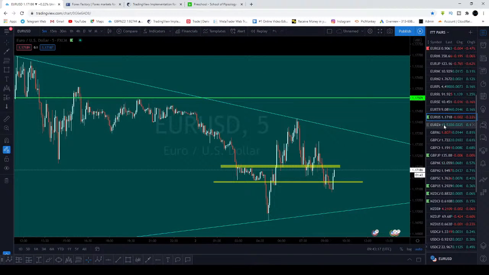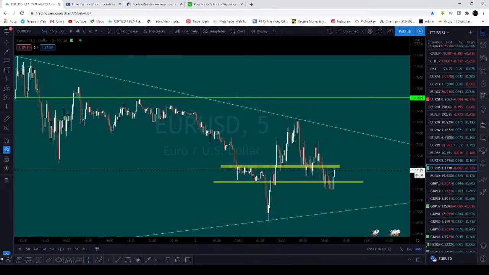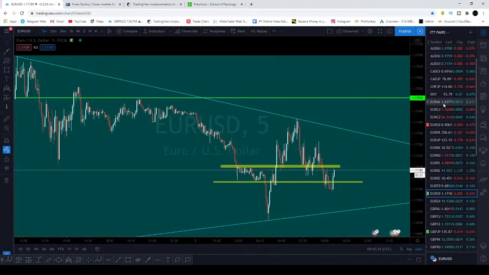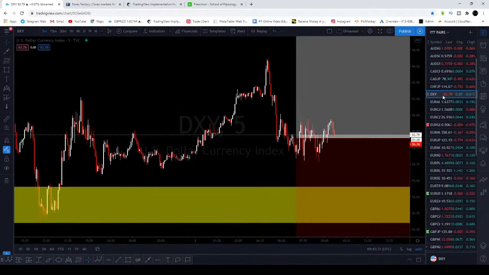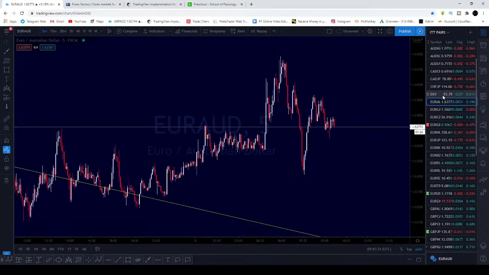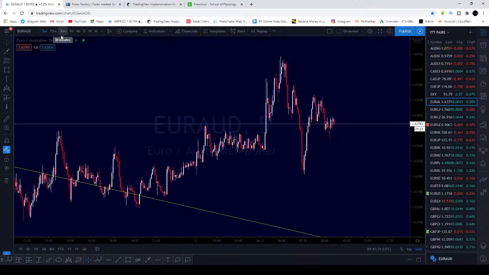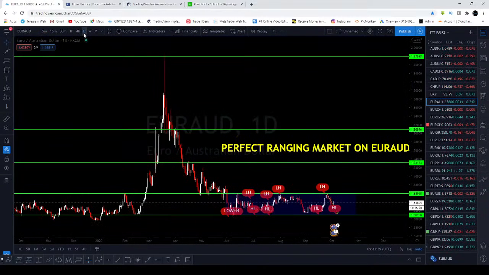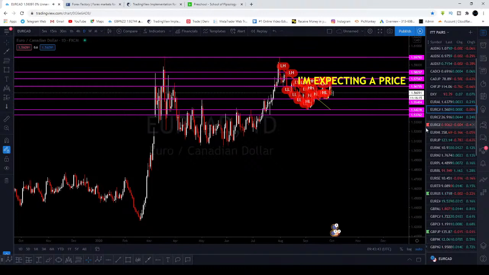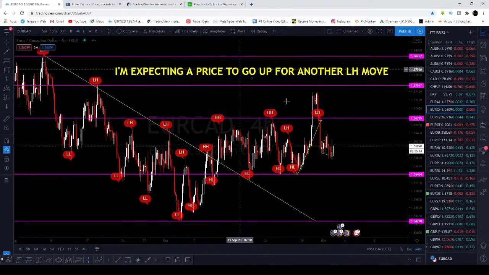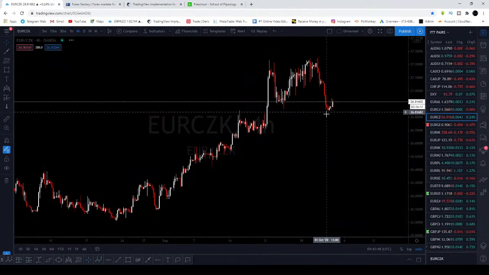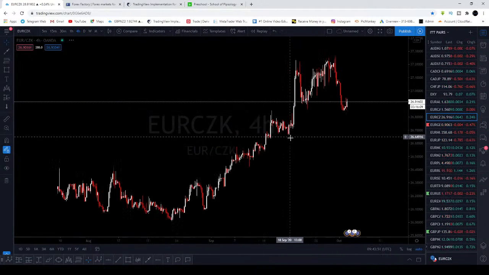So that's it for the Euro USD. We're trying to see how far these pairs can move. So let's go down to, okay, we were here. This is Euro AUD on the daily time frame. Oops, this analysis was not for you guys. Even this analysis is not for you.